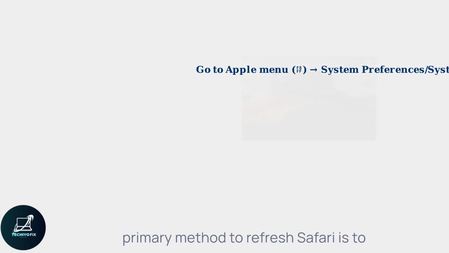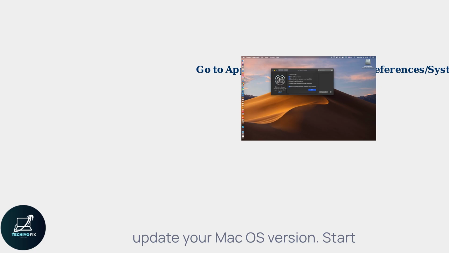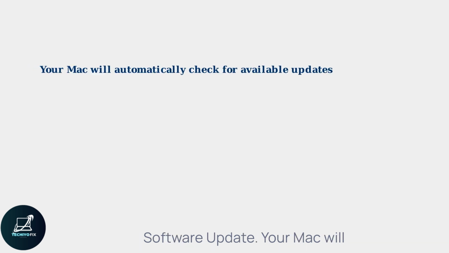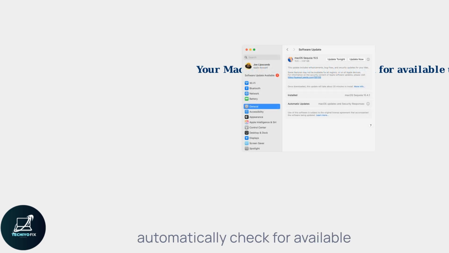The primary method to refresh Safari is to update your macOS version. Start by going to the Apple menu in the top left corner of your screen and selecting System Preferences or System Settings in newer versions. Then click on Software Update. Your Mac will automatically check for available updates.